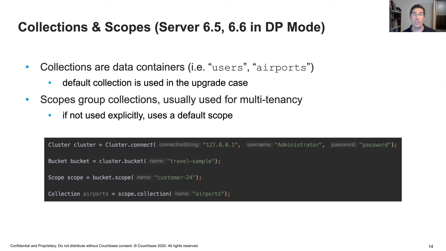So what are scopes used for? Scopes group collections, and they're usually used for multi-tenancy. You can have an arbitrary number of collections inside a scope, and you can have multiple scopes even with the same collections underneath. For example, if you deploy your same application to multiple locations in your organization or with different customers, but you still want to use the same database, you can have one scope for each customer, and then underneath you have the same collections.